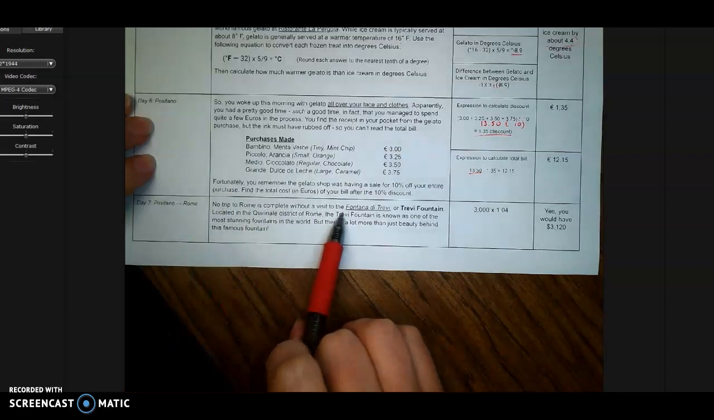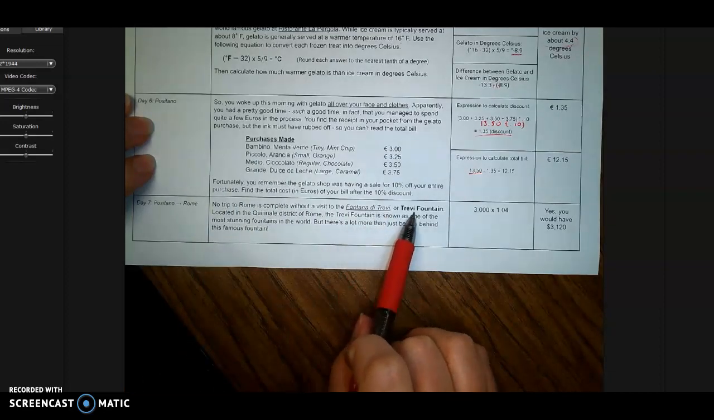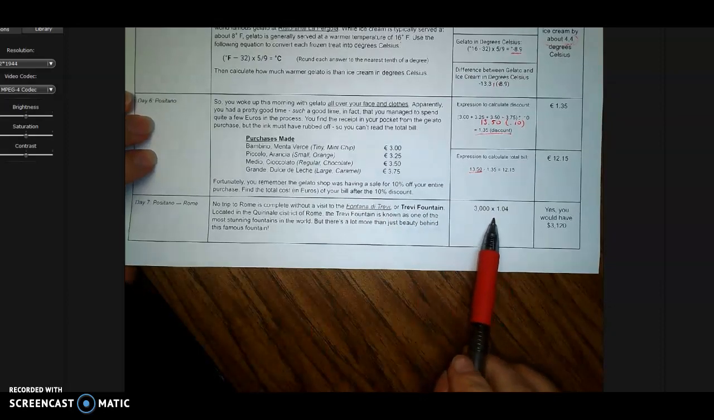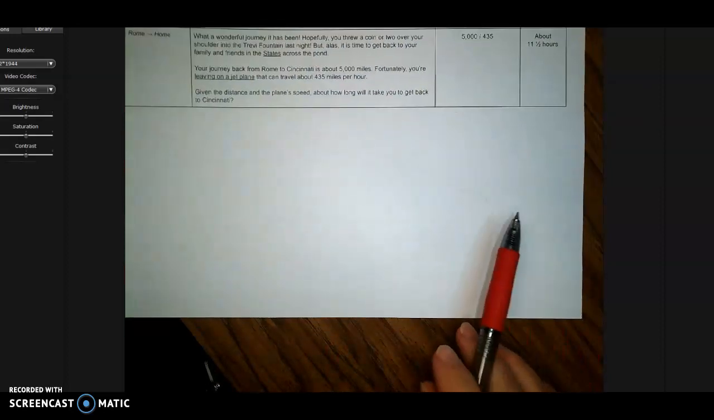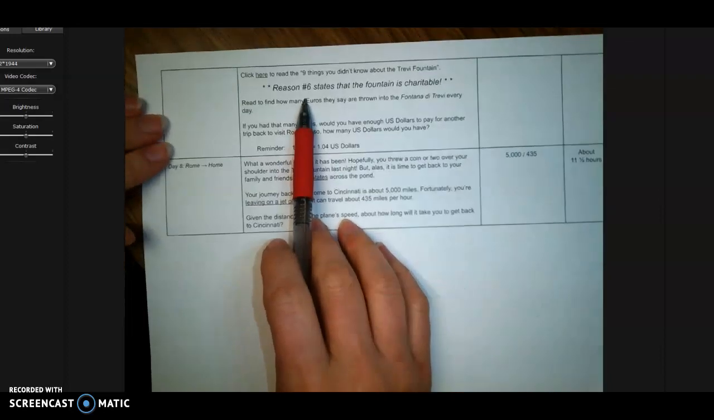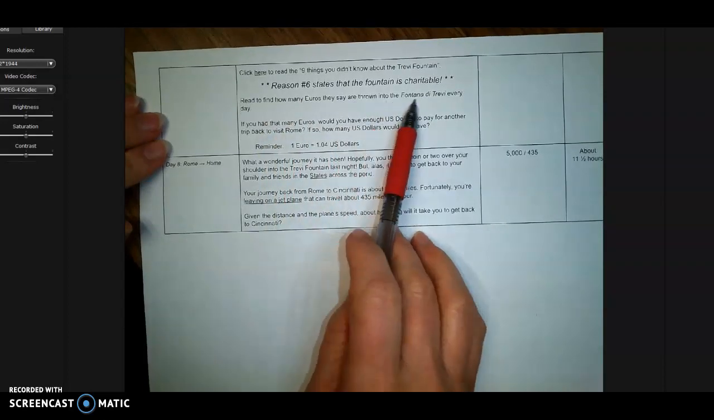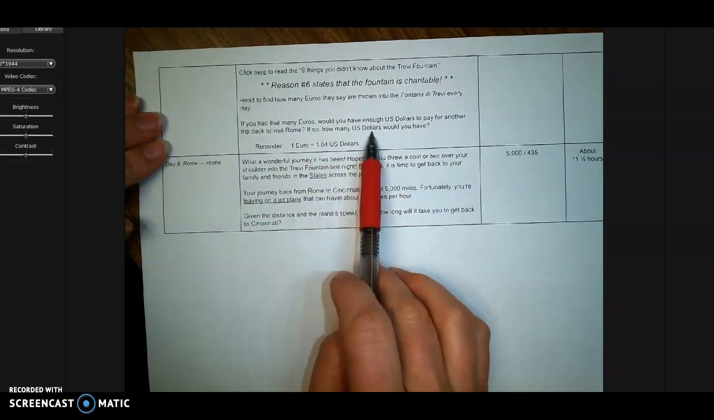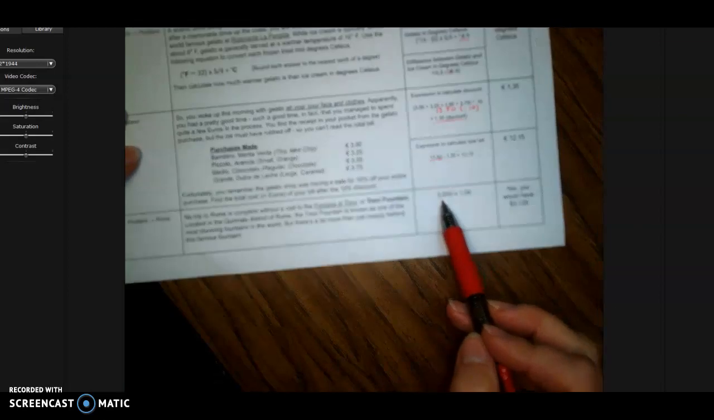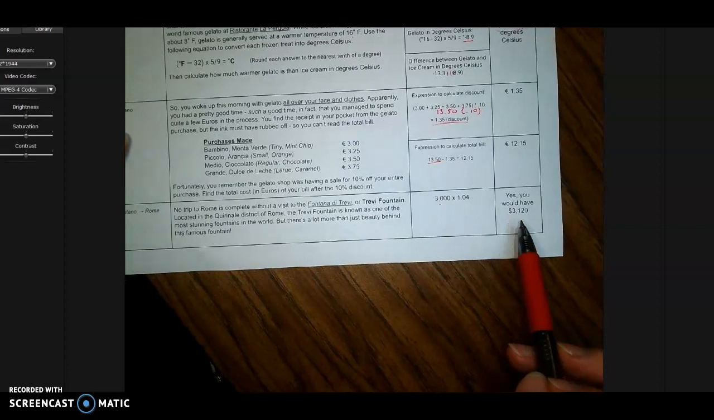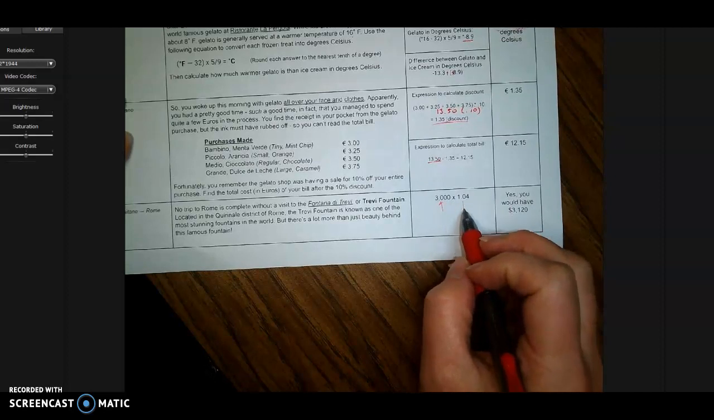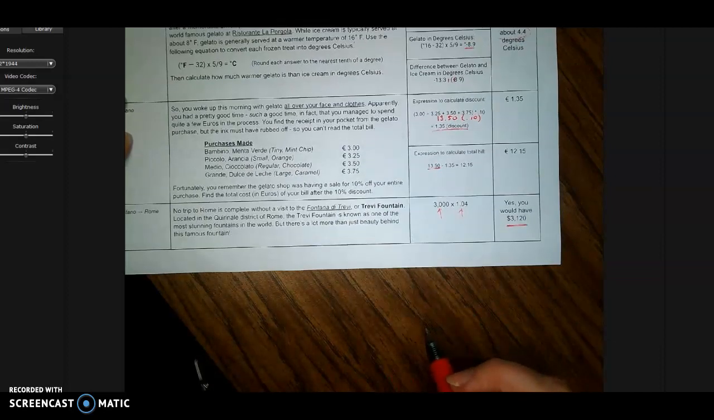Then it says no trip to Rome is complete without a visit to Fontana di Trevi, the Trevi Fountain. And there's a lot more videos behind the famous fountain. So it's saying if I click here to read the 9 things, and it says find out how many euros they say are thrown into the fountain every day. If you had that many euros, would you have enough US dollars for another trip back to Rome? If so, how many US dollars would you have? So 3,000 euros times 0.14, and you find out that's $3,120. So this is how much is in there per day in euros, and then I have to convert it back to dollars to see if I have enough, and I do.